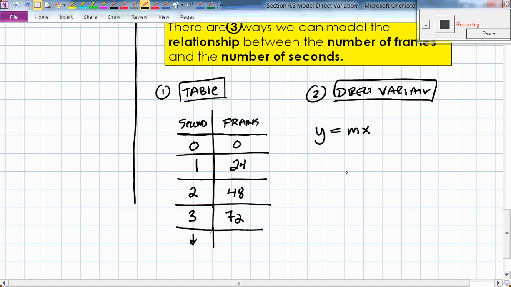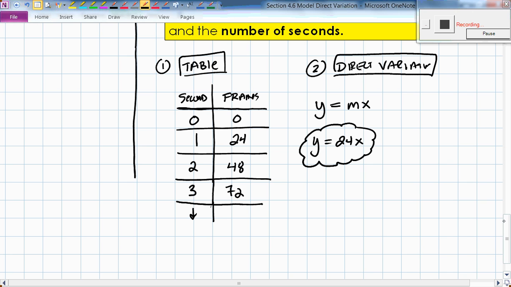How'd you know it was 24/1? If it's 24 frames for every 1 second, there you go. So y is equal to 24/1 x, right? So now I have a direct variation model that I could use to represent this.